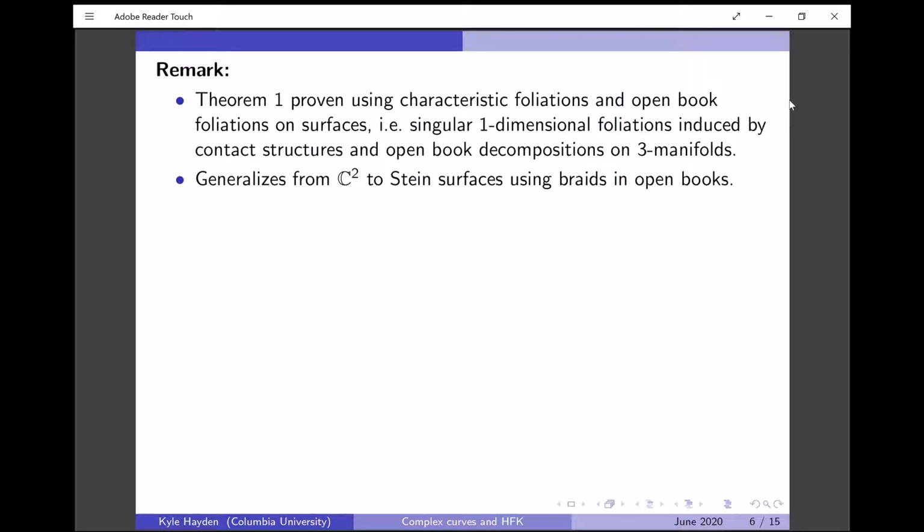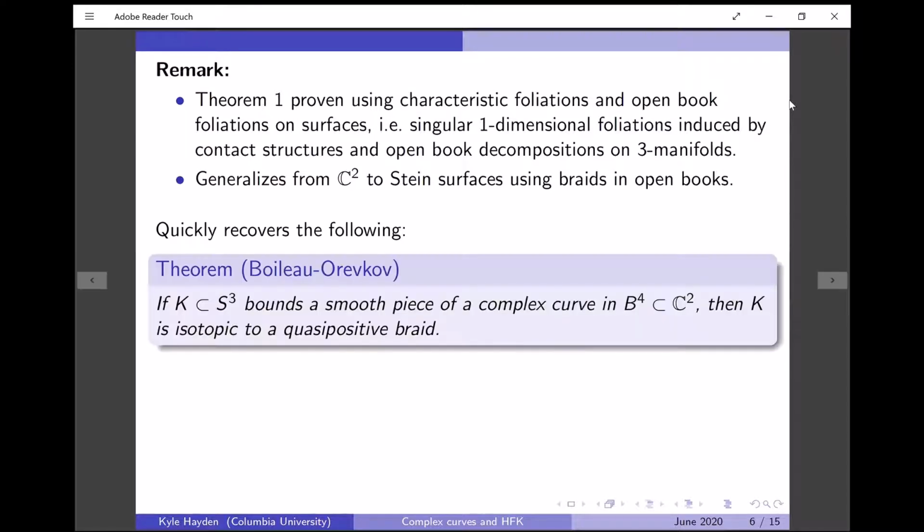Okay. So moving on to thinking about applications, we can quickly recover the following theorem of Boileau and Orevkov, which says that if I have a knot in S^3 that bounds a smooth piece of a complex curve in the four-ball, then that knot has to be isotopic to the closure of a quasi-positive braid.